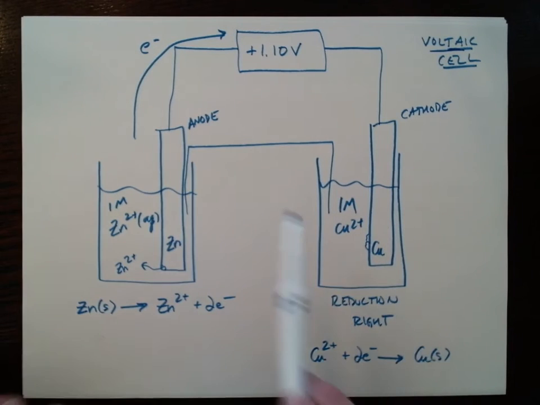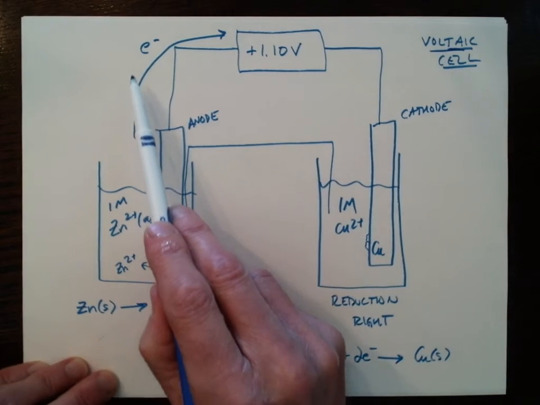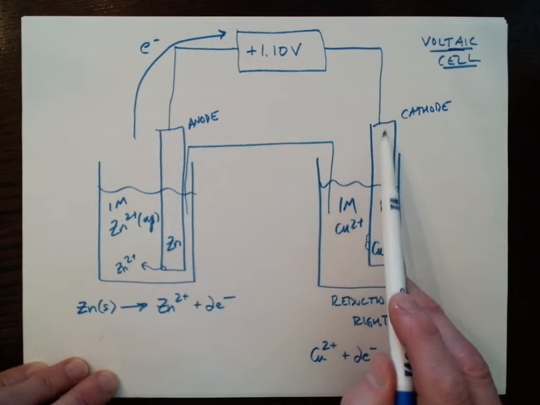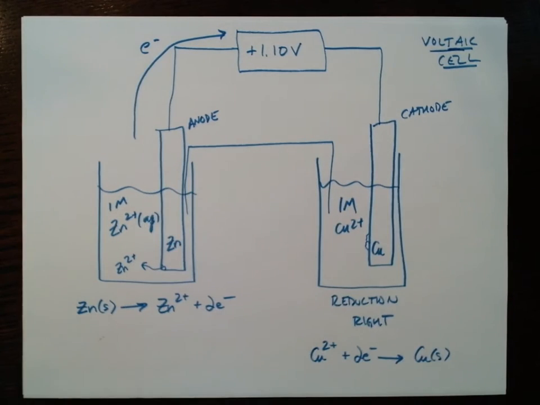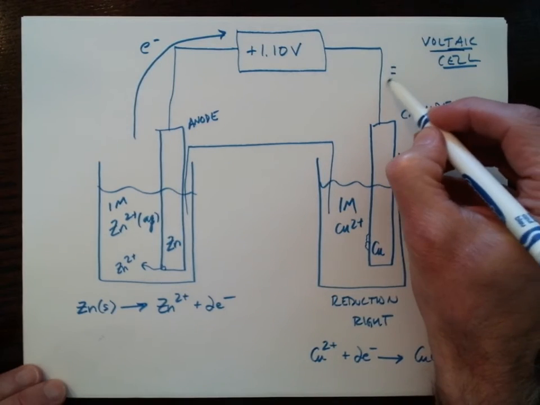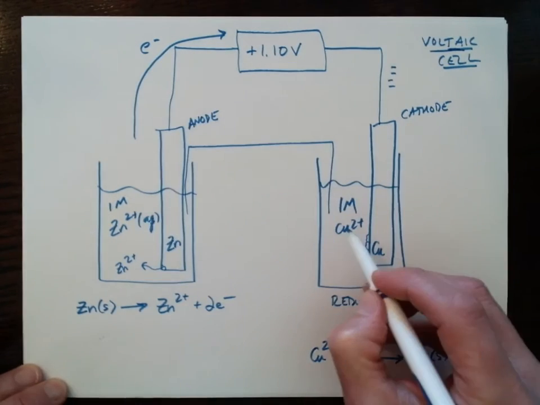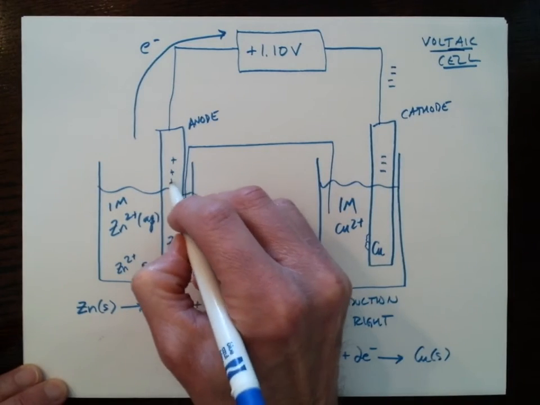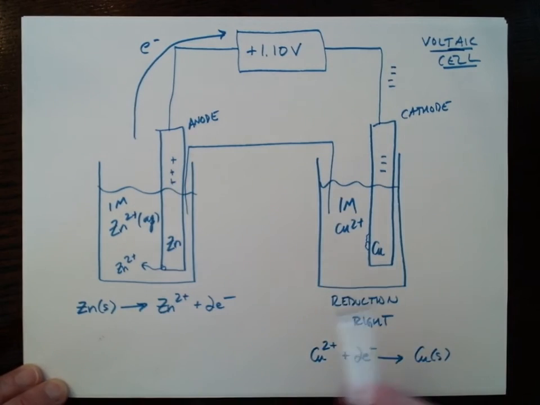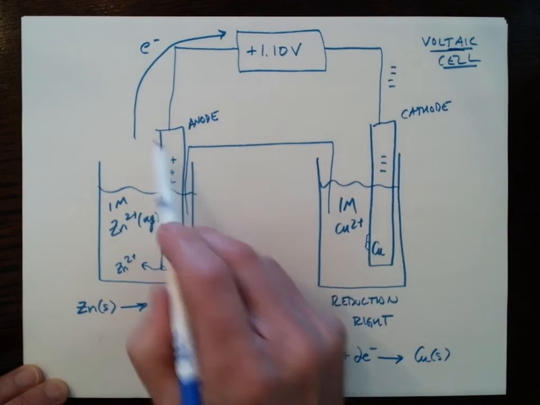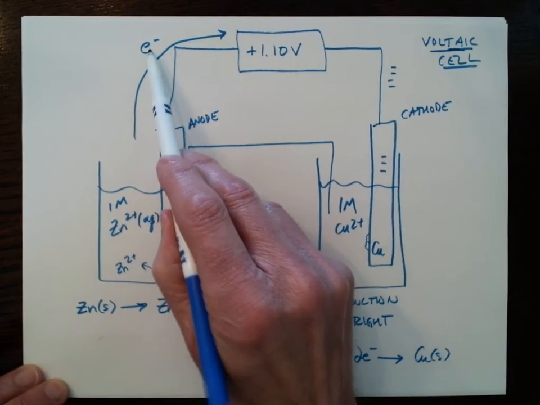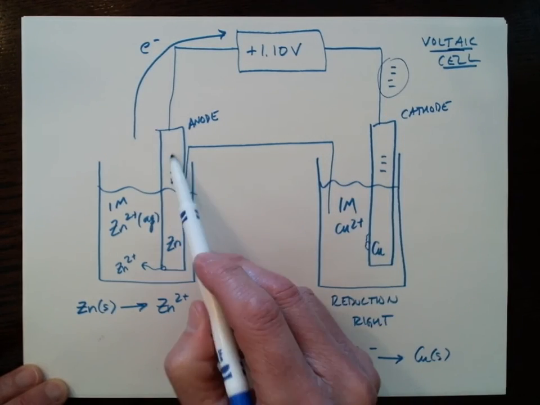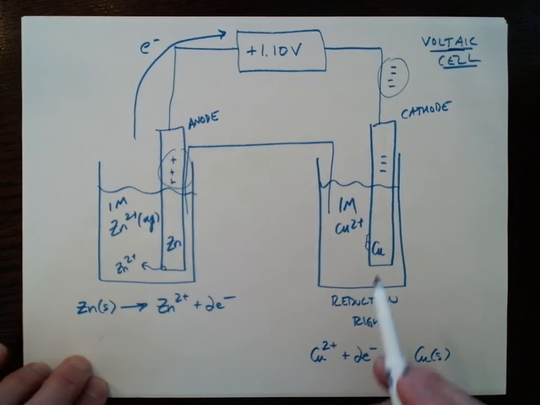And you might remember, as these electrons travel over here, there's got to be a balance of charge. Otherwise, you get a bunch of negative charge build up over here, and a bunch of positive charge build up over here because this is losing electrons. And if that happens, the electrons aren't going to continue to travel because they're going to get repelled by the negative and attracted by the positive.